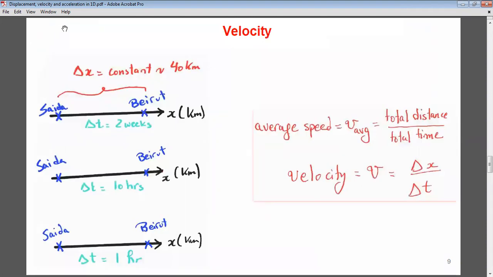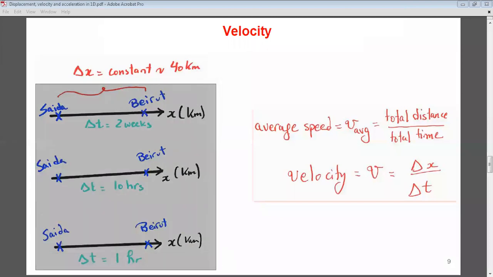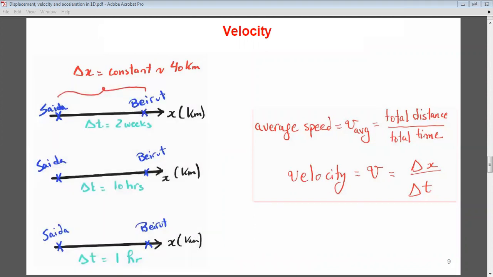This is all I want to say about displacement in one dimension. Now we come to the notion of velocity. Let's take these 3 cases. There is a car in all cases that went from Saida to Beirut, which is around 40 kilometers. The displacement is around 40 kilometers.